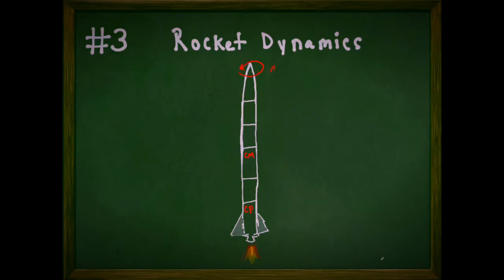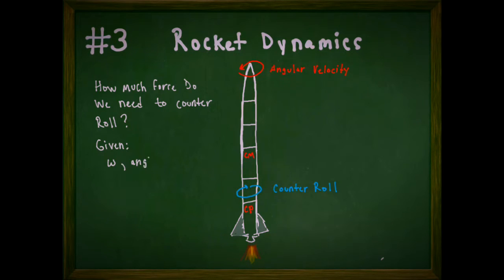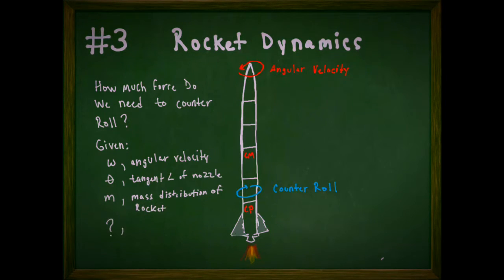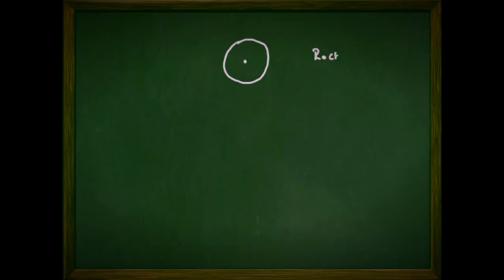So let's see here. Okay, yeah, there's a center of mass and center of pressure. There's going to be some kind of angular velocity on the rocket, and we're going to have to provide a counter roll to stop that angular velocity. We can look at angular velocity. I actually wrote this wrong. The little omega should be angular frequency. Big omega is angular velocity. But there's also the tangent angle of the nozzle to consider, because I don't think we get directly 90 degrees off the rocket, and then those other things we're going to look at.